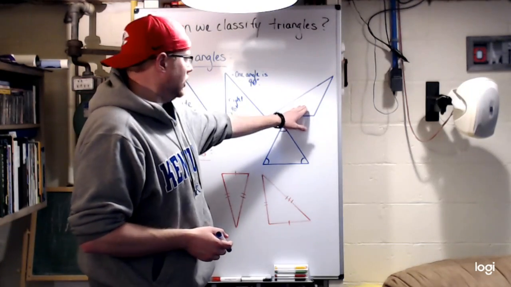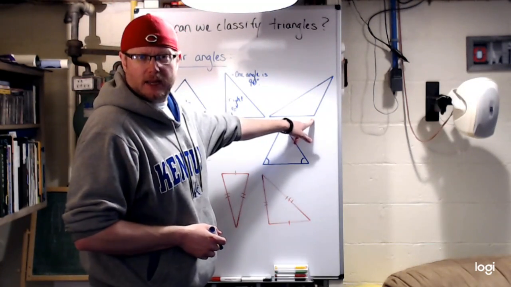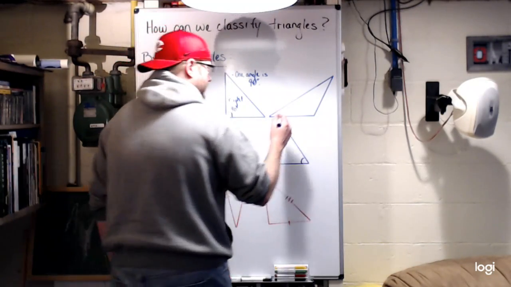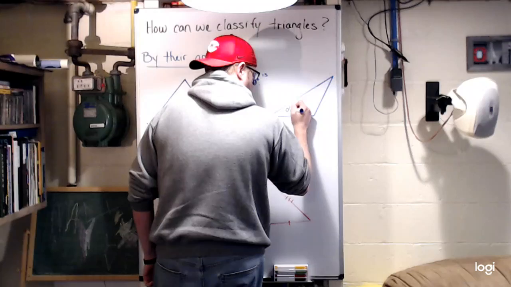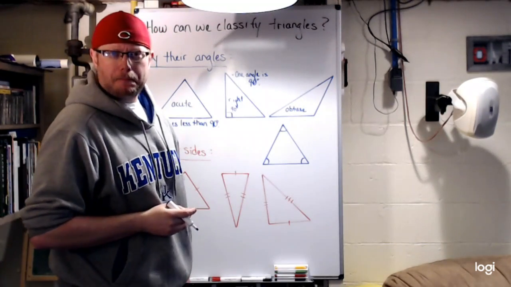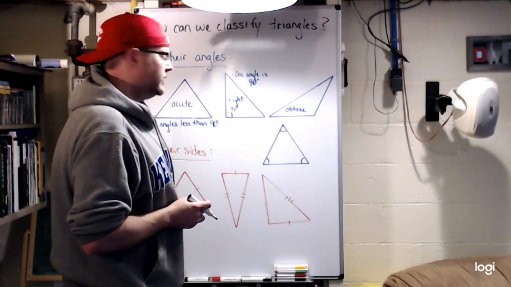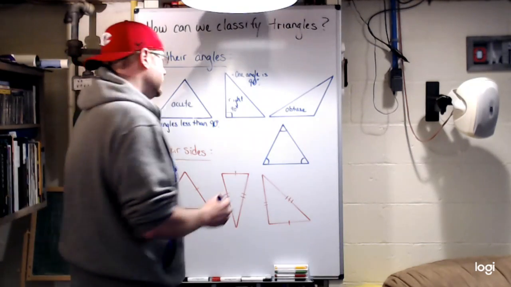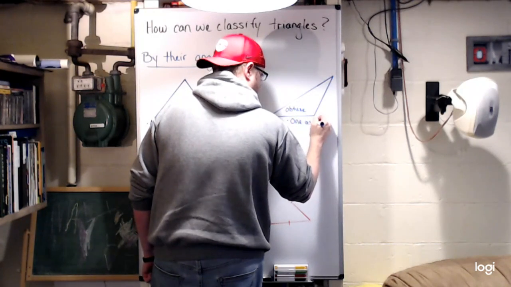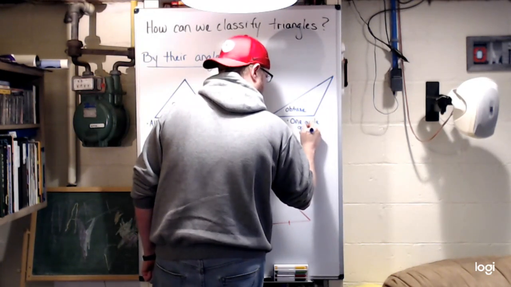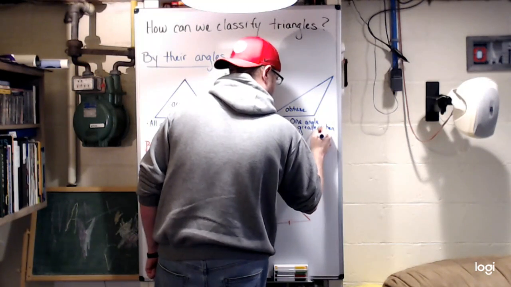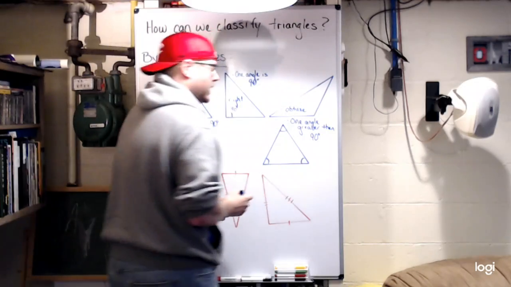This one over here, we can clearly see it has an angle that's greater than 90 degrees, right? So in that case, this is an obtuse triangle, right? The definition of an obtuse triangle is a triangle with one angle greater than 90 degrees. One angle greater than 90 degrees.